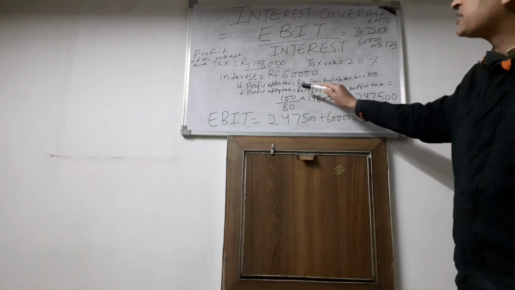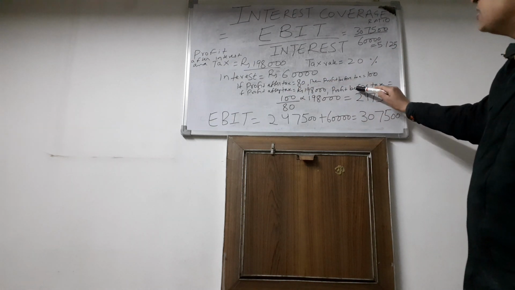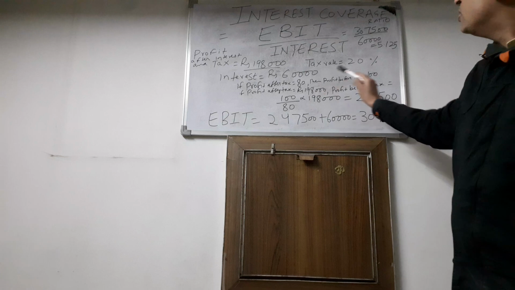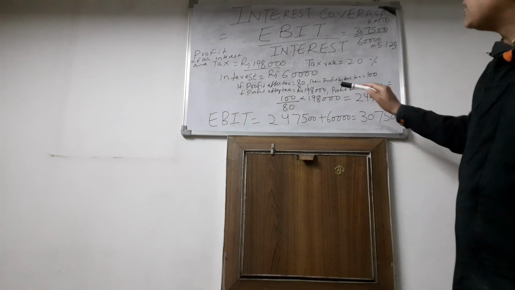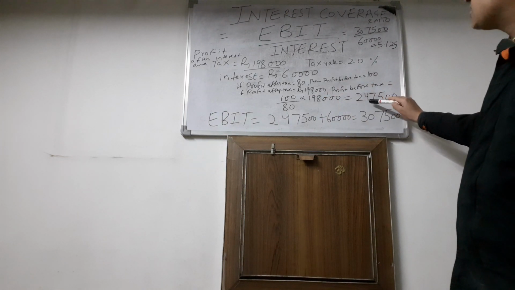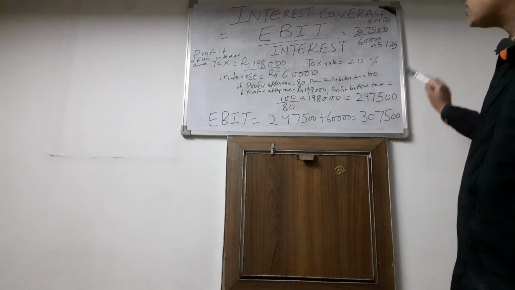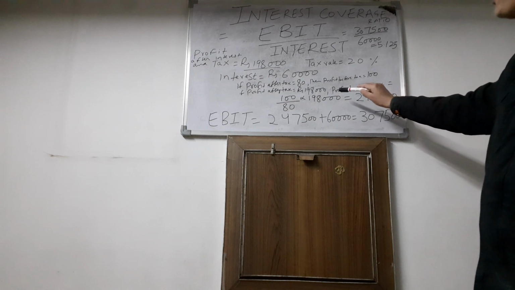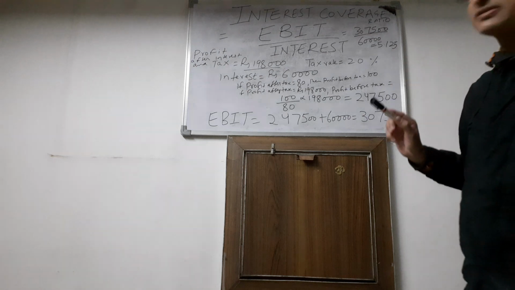So if profit after tax is 1,98,000, profit before tax is equal to 100 divided by 80 into 1,98,000, which is equal to rupees 2,47,500. This is the profit before tax.